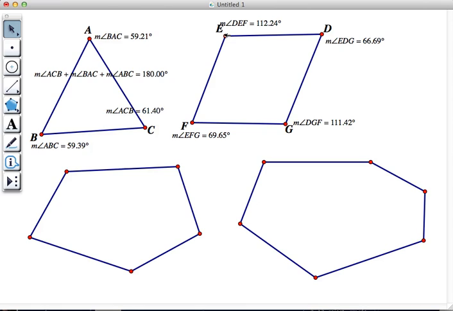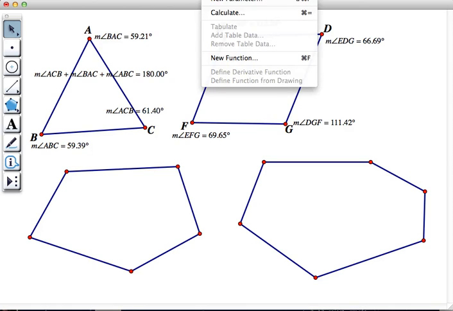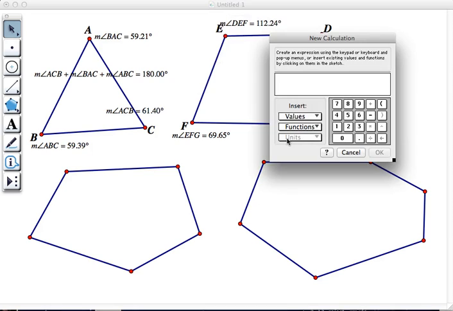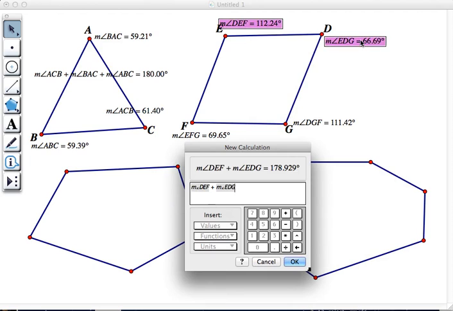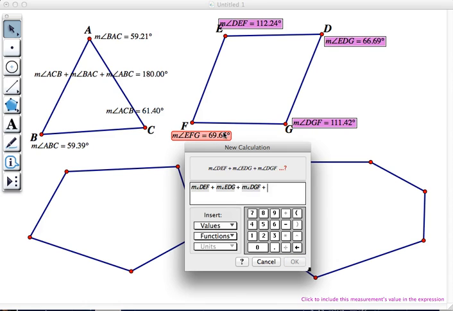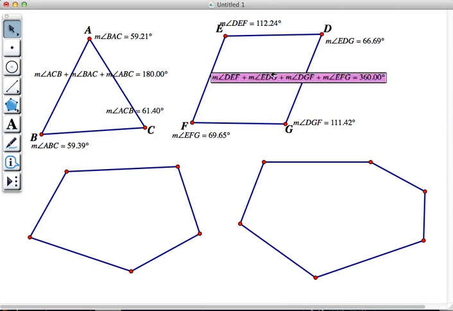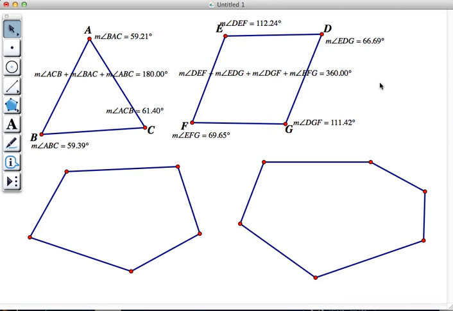Now, one of the things that we want to make sure of is that these all add up to 360 degrees. And so, let's go to calculate, and let's add them all up. There's this one, plus this one over here, plus that, and plus the left bottom corner. And you can see that the interior angles of the quadrilateral equal 360 degrees.